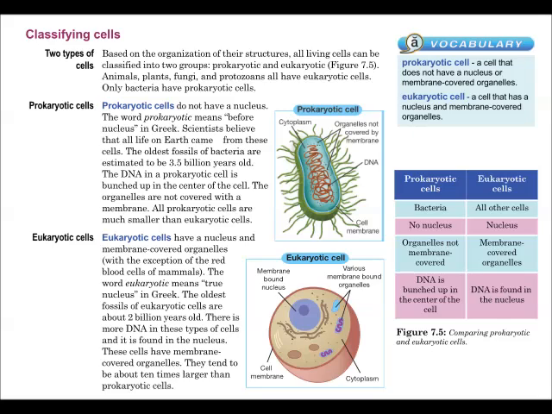Eukaryotic cells have a nucleus and membrane-covered organelles, with the exception of the red blood cells of mammals. The word eukaryotic means true nucleus in Greek. The oldest fossils of eukaryotic cells are about 2 billion years old. There is more DNA in these types of cells, and it is found in the nucleus. These cells have membrane-covered organelles. They tend to be about 10 times larger than prokaryotic cells.